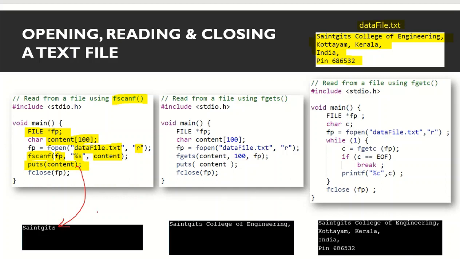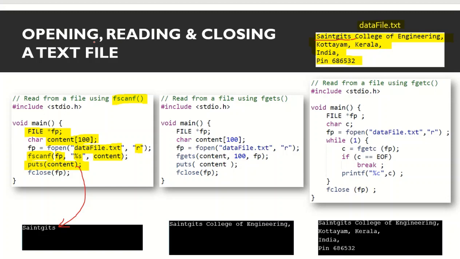You can see the file had a lot of data inside it, but the fscanf function read only the first word, because after the first word there is a space. So the fscanf function can read only up to a space, a tab, a new line character or any white spaces.